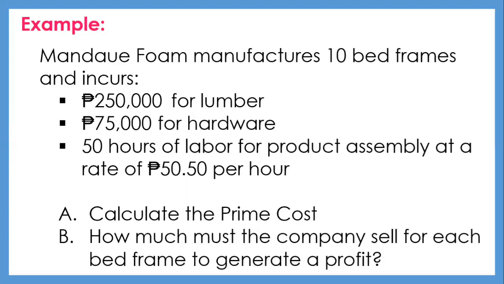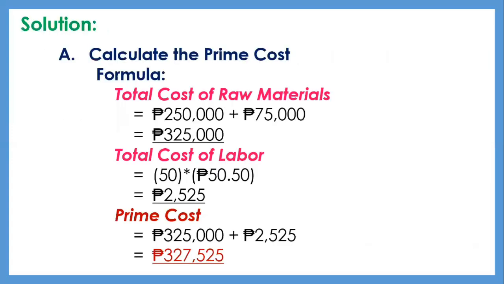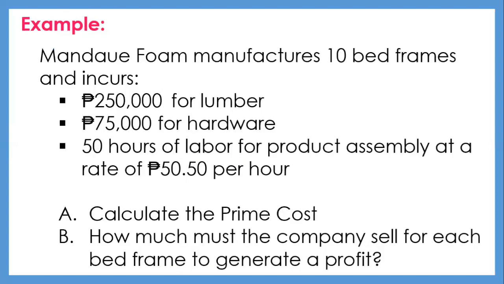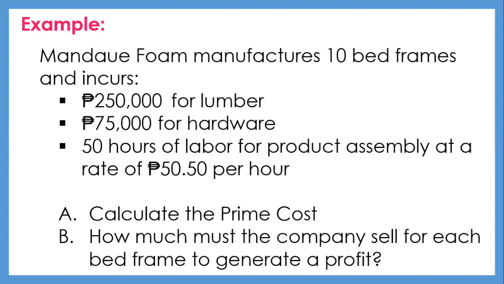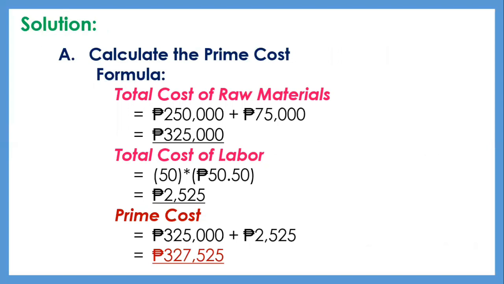So first, let us calculate the prime cost. Based on our problem, the cost of our lumber would be 250,000 pesos, plus the cost of our hardware, which would be 75,000 pesos. So the total cost of our raw materials or direct materials would be 325,000 pesos.